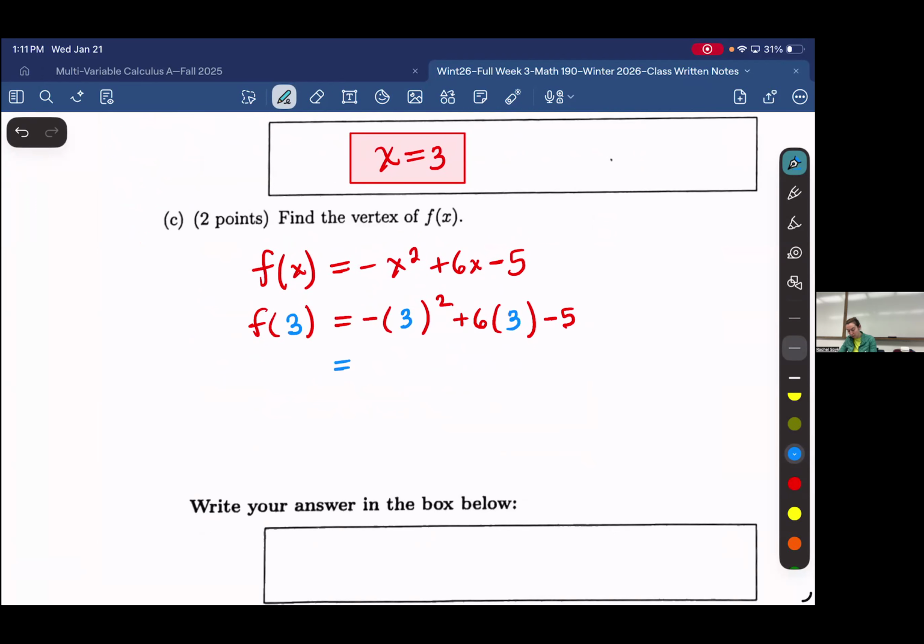So we get 3 squared is 9, the negative is brought down, 6 times 3 is 18. -9 minus 5 is -14, plus 18 is a +4. So in coordinate point form, our vertex is just 3, +4.